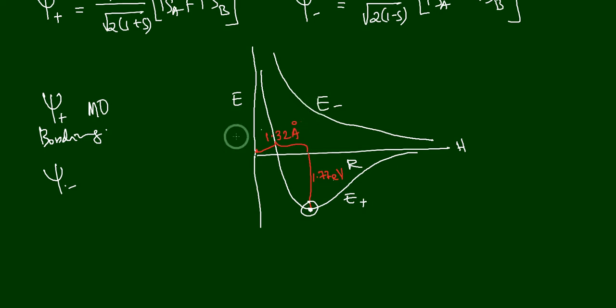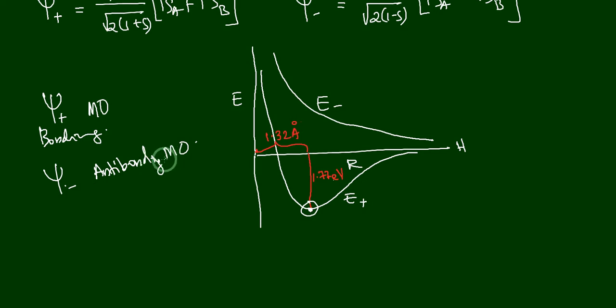Then in that case the molecule will be unstable. Or we can say that if the electron is promoted to the orbital corresponding to E minus, that means if the electron is promoted to psi minus, then the molecule will be dissociated. So this is the anti-bonding molecular orbital. Okay, so we already know this.